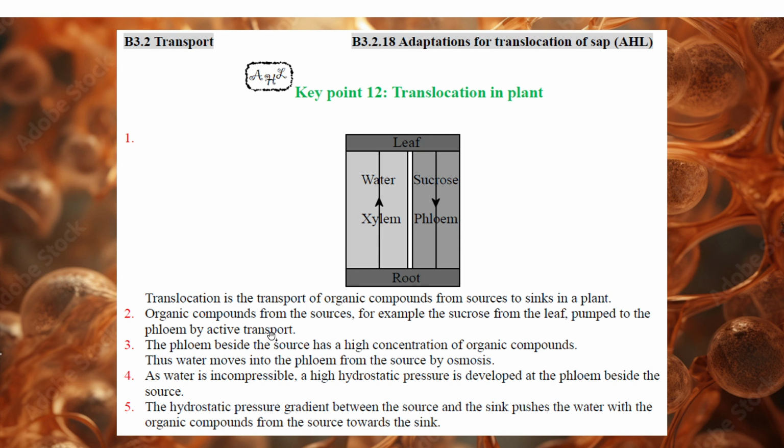Can you guess how it is done? Hydrogen ions again, very similar to the roots. The phloem beside the source has a high concentration of organic compounds, so a low concentration of water. So water moves into the phloem from the source by osmosis. But water is incompressible.